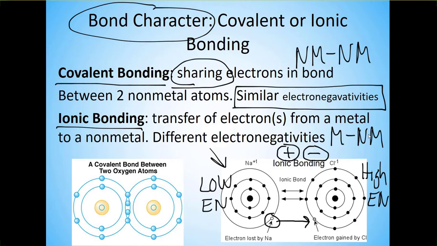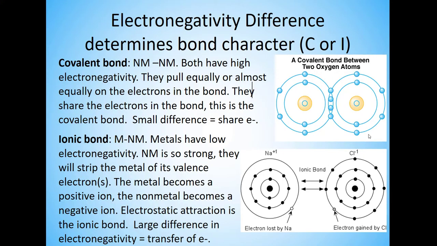I failed to mention this picture right here. This is covalent bonding. This is two oxygen atoms, a nonmetal with a nonmetal. In fact, this one is going to pull exactly evenly because it's the same element. And so they end up sharing those electrons. Instead of transferring, they will share. I already kind of explained this, but you can stop the video and read it if you're interested.